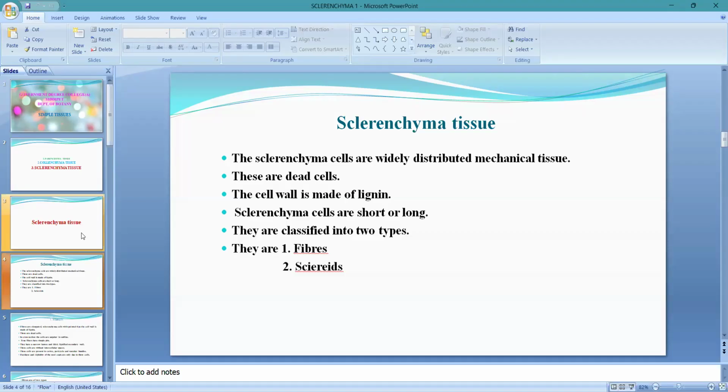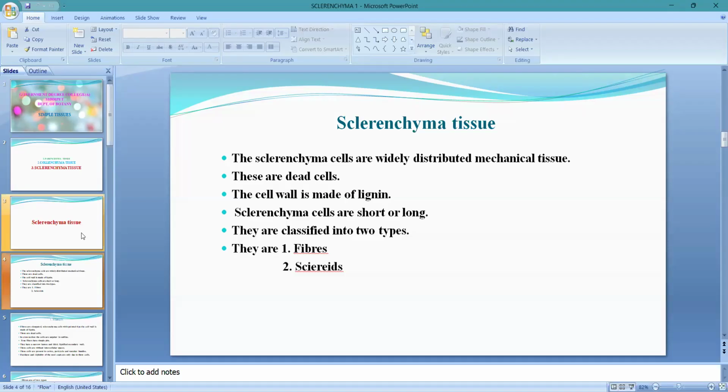The sclerenchyma cells are widely distributed mechanical tissue. These are dead cells. The cell wall is made up of lignin. Sclerenchyma cells are short or long. They are classified into two types, that is fibers and sclereids. The main function of sclerenchyma is to provide mechanical support to the plant body.